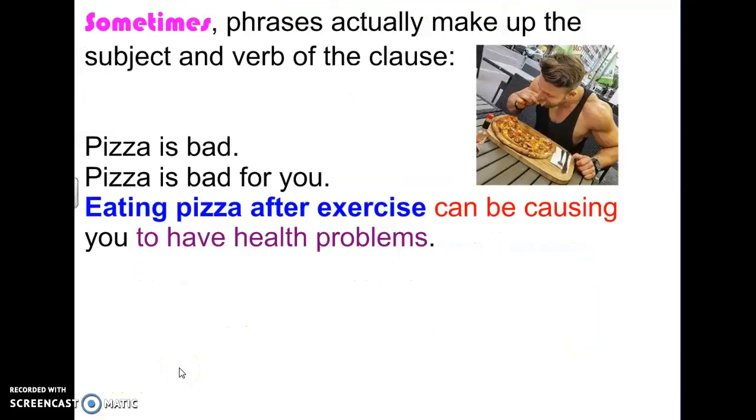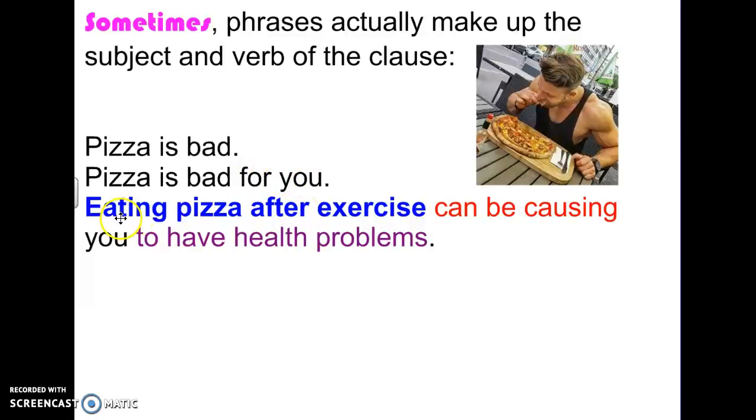Sometimes those parts of speech, nouns, verbs, adjectives, and adverbs, are actually made up of phrases. And they can be the subject or the verb of that clause. For example, pizza is bad. Pizza is the subject, is the verb, bad is an adjective. Now you've got pizza is bad for you. You've got this group acting as a prepositional phrase, which is now an adverb.